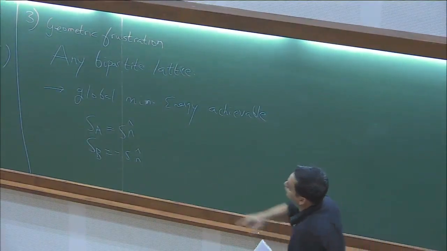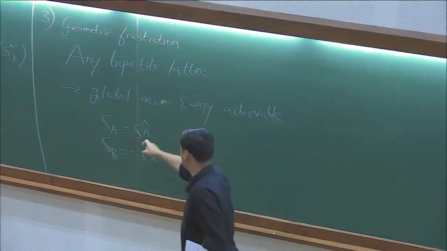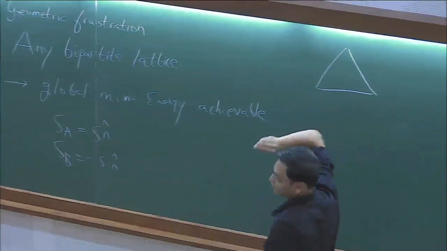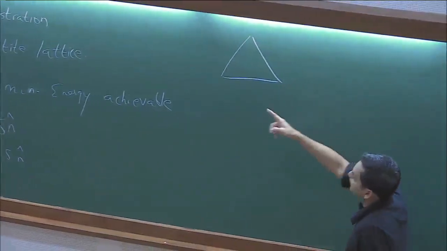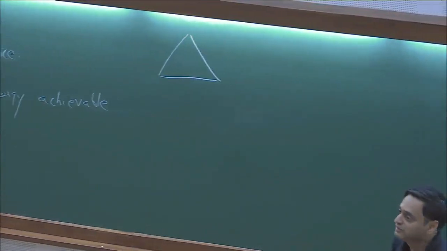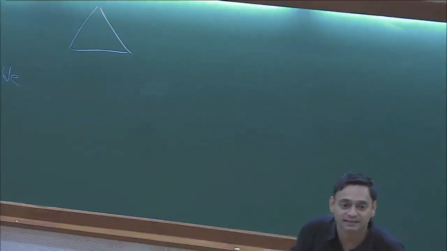And that's because although each bond would like to minimize its energy by doing this, the bonds are arranged with triangular motifs in the unit cell. And there's no way you can achieve a state that does this on every bond, right? So then the question is, what's the next best thing the system can do?